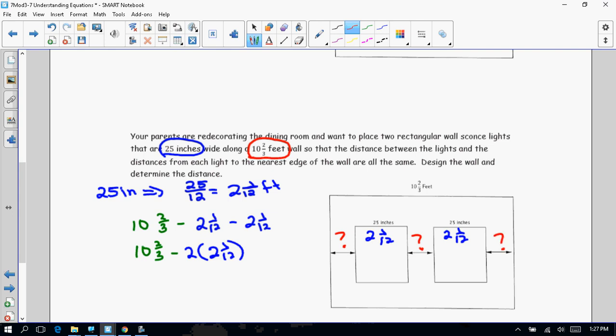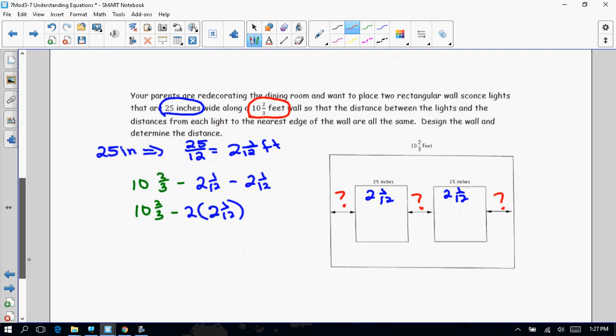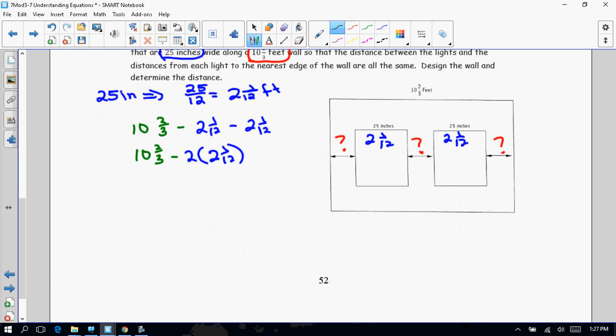So the arithmetic gets a little heavy, a little confusing. That's why I'm going to use some algebra here. What I'm going to do is take my 10 2/3, because that's how long the whole wall is, and that's going to equal the size of the lights, which we know is 2 of them at 2 1/12, plus I have 3 unknowns, and my unknowns, I'm going to call that X.